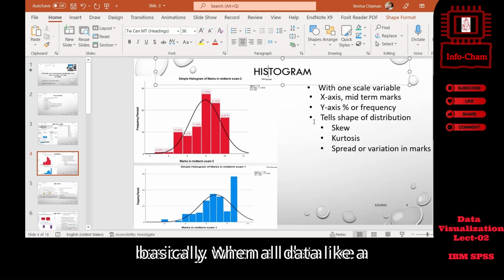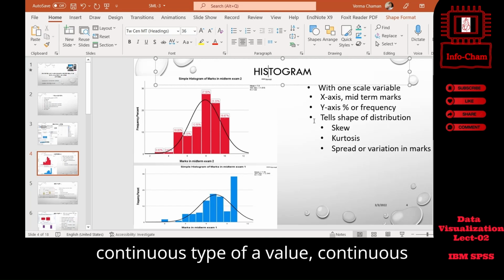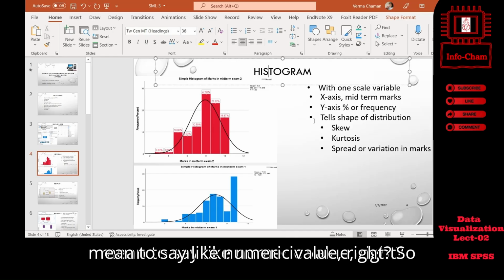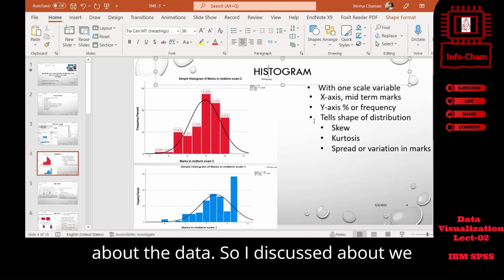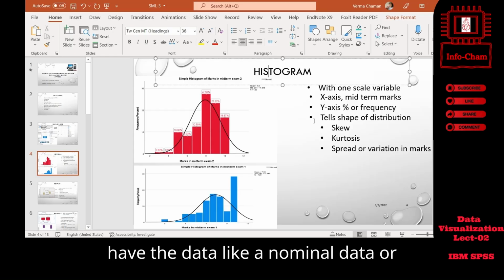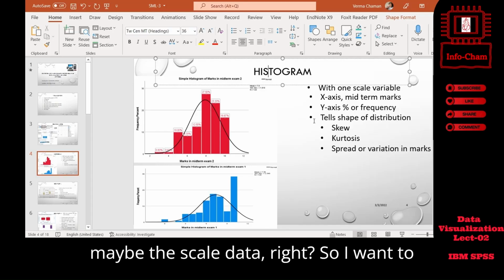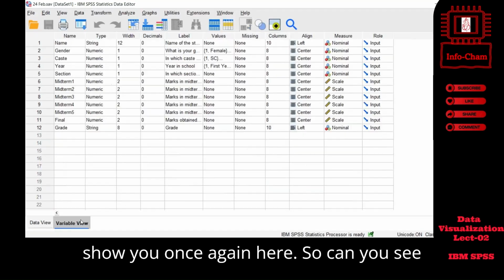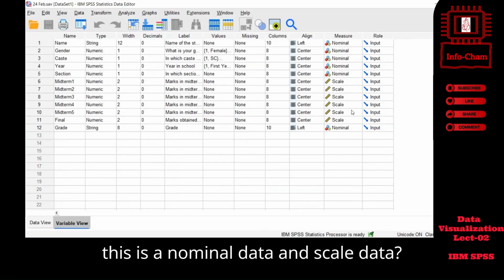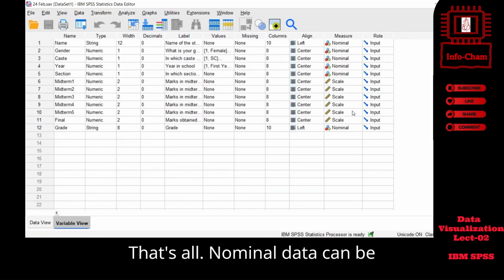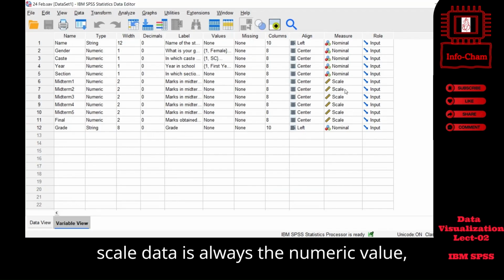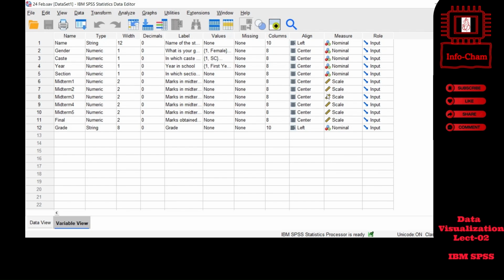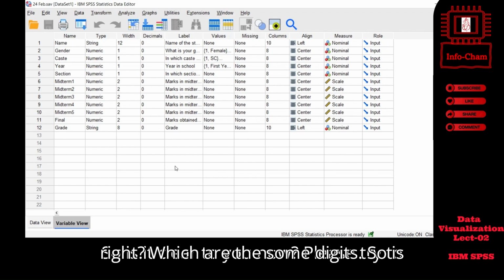Basically, when our data is a continuous type of value, continuous means numeric value, right? If you remember, last time we discussed the data. I discussed that we have nominal data or scale data, right? I want to show you once again here. Can you see this is nominal data and scale data? Nominal data can be categorical. Last time we discussed scale data is always a numeric value, which are some digits. Is it clear to you?